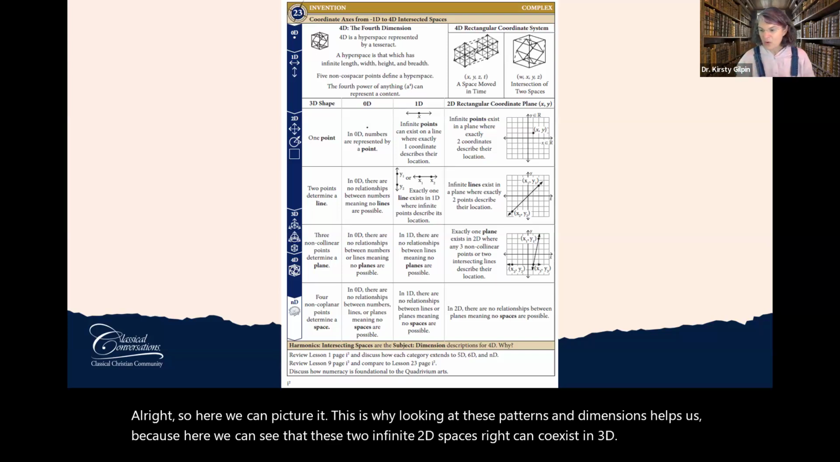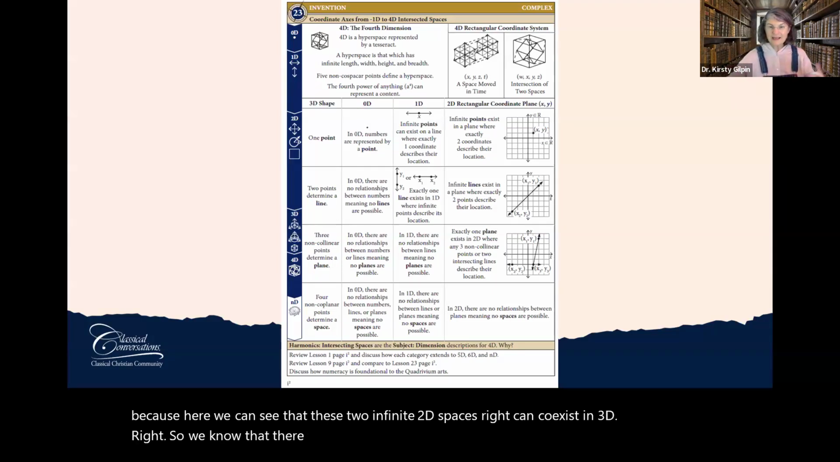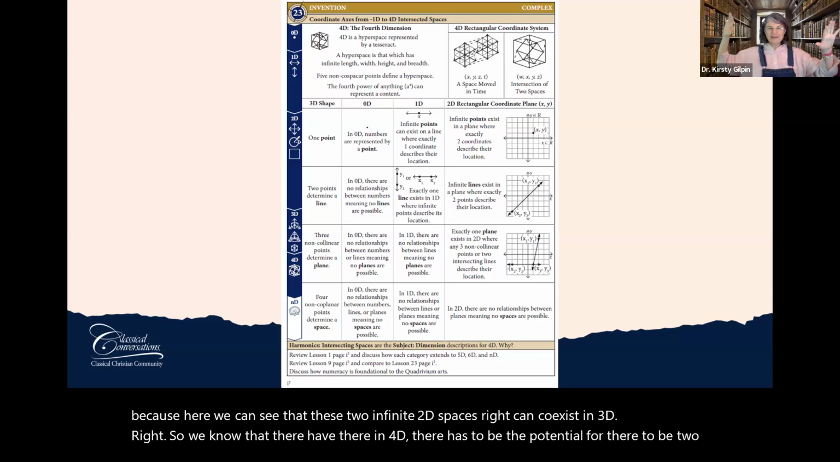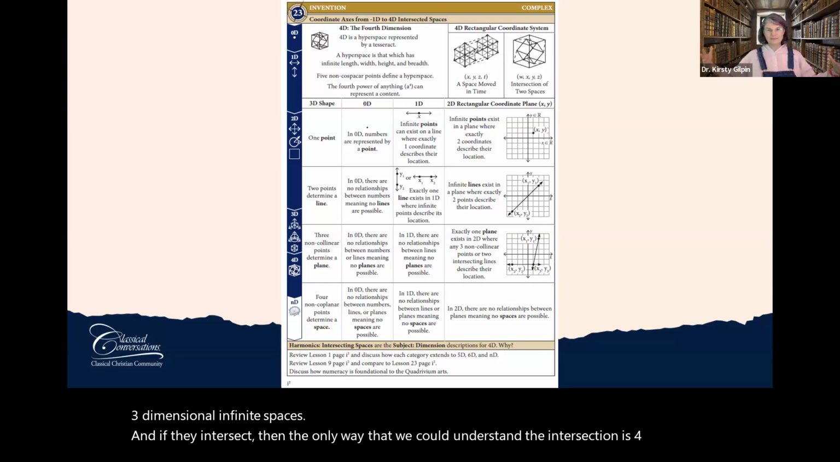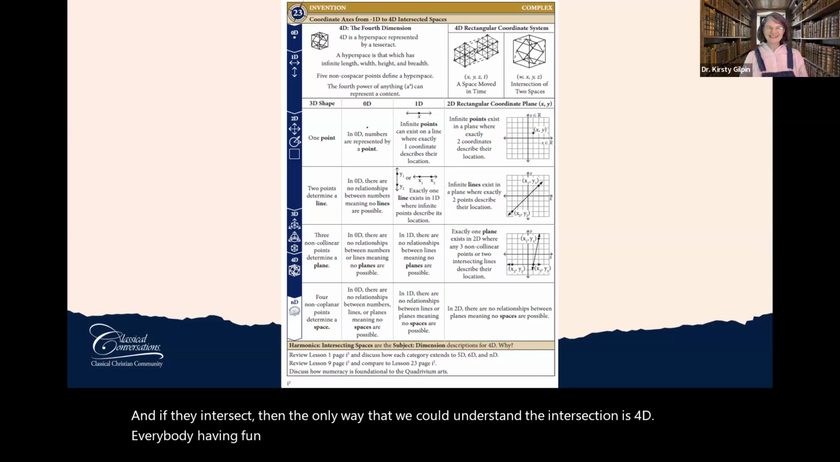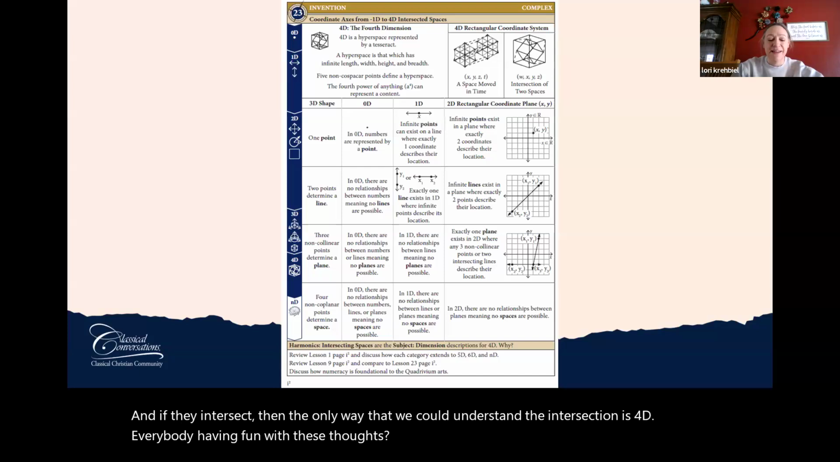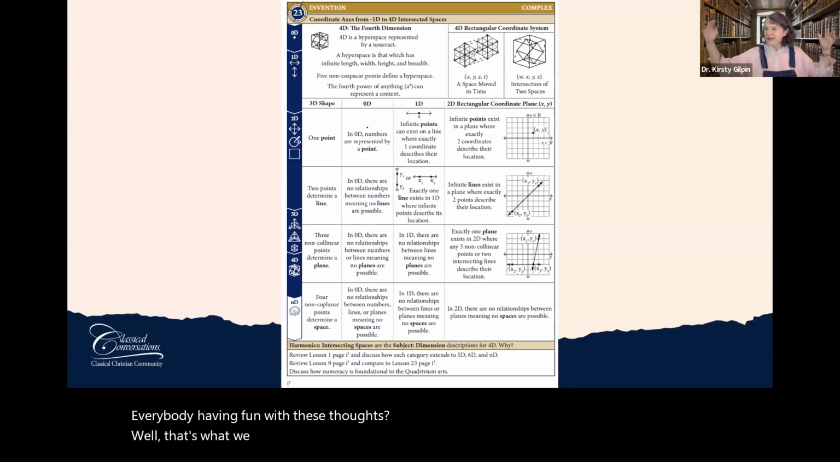So we know that in 4D, there has to be the potential for two separate three-dimensional infinite spaces. And if they intersect, then the only way that we could understand that intersection is 4D. Everybody having fun with these thoughts? And by that, there has to be an infinite number of dimensions, right? Well, that's what we think. We think maybe there is. I don't know. I haven't been there.